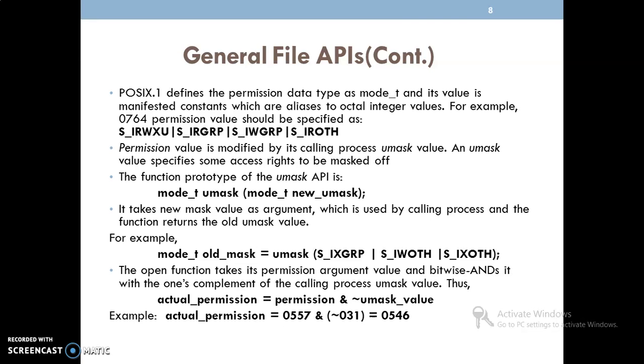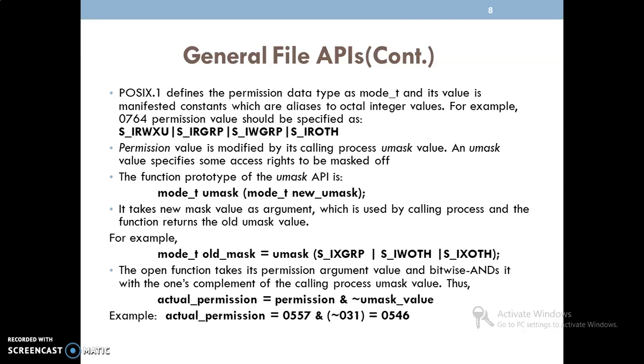So here, with respect to that integer, we can also use some manifest values. We can find them written as S_IRWXU. That means for the user category we are assigning read, write, execute permission. Next, for group we are assigning the read permission. Next, we are assigning a write permission for group. Next, we are assigning read permission for others.